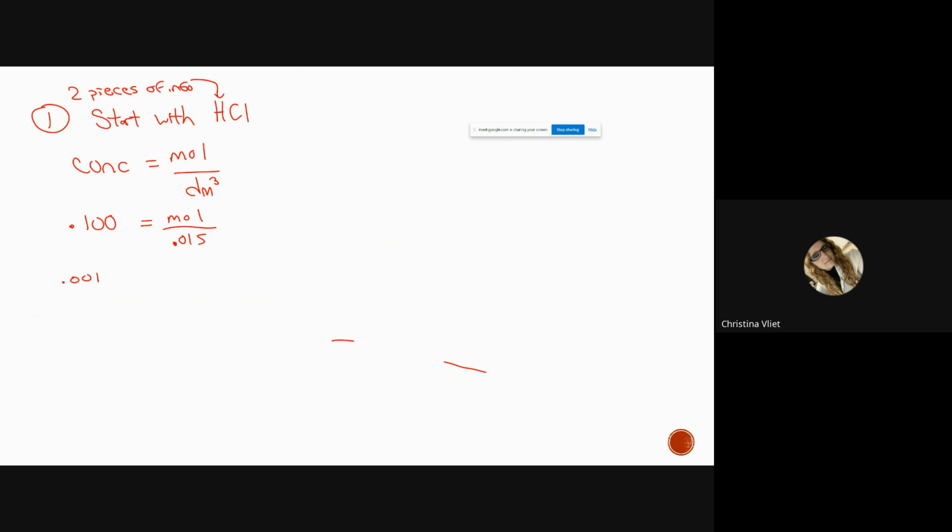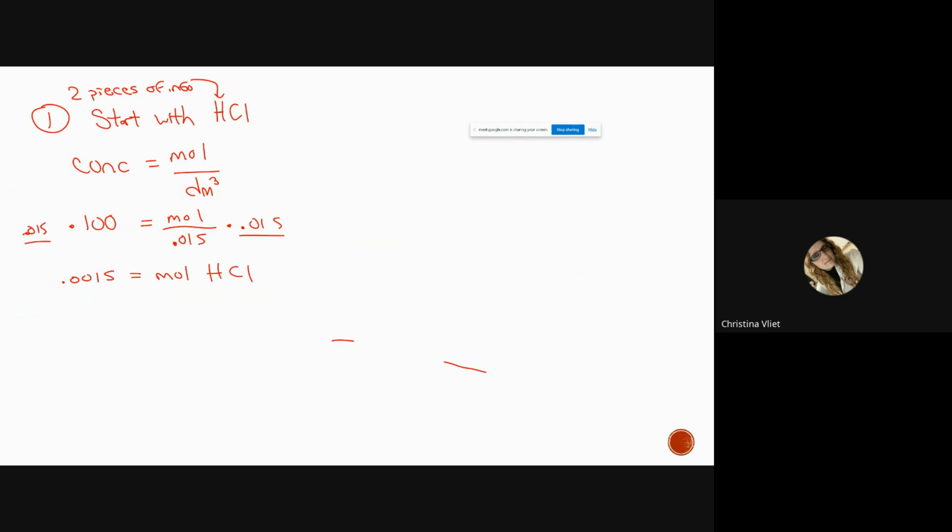I'm going to write 0.0015 because I don't want to work with scientific notation. 0.0015 is my moles of HCl. How do we get that? Multiply the two values we know, yes. Multiply both sides by 0.015.